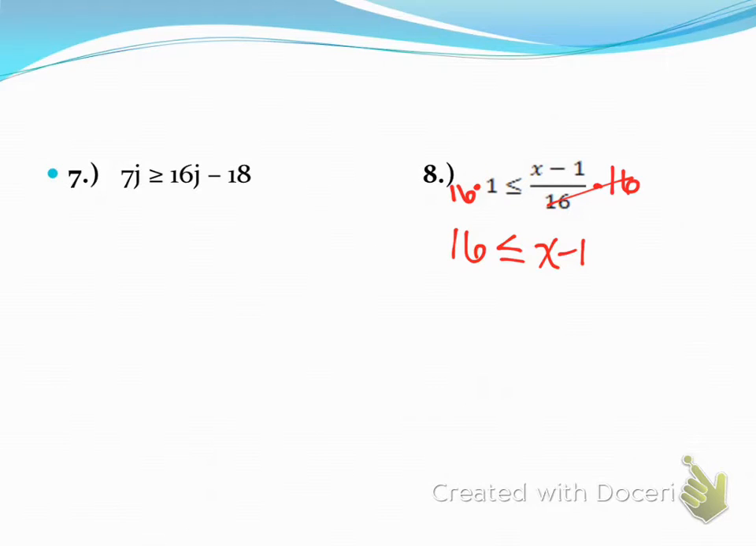I still need to get x by itself. Keon, how would I do that? Add 1 to both sides. I like it. That gives me 17 is less than or equal to x. But Deja already told us we don't want our variable on this side, so we have to flip the entire thing over, which includes flipping the inequality symbol.